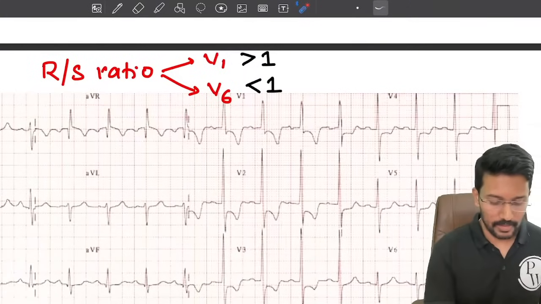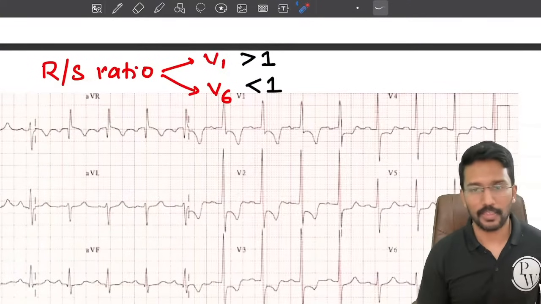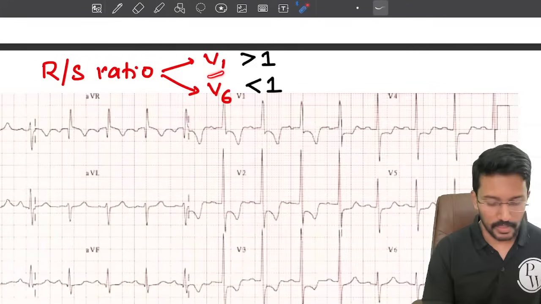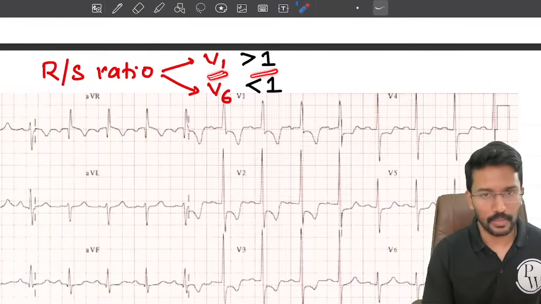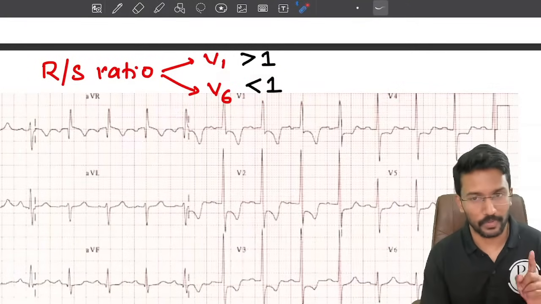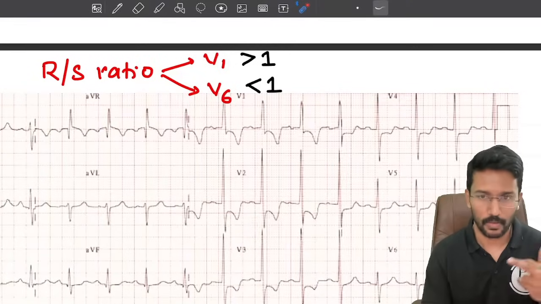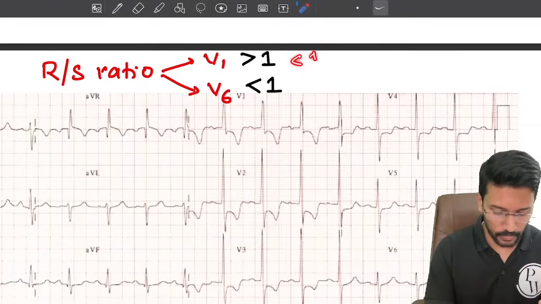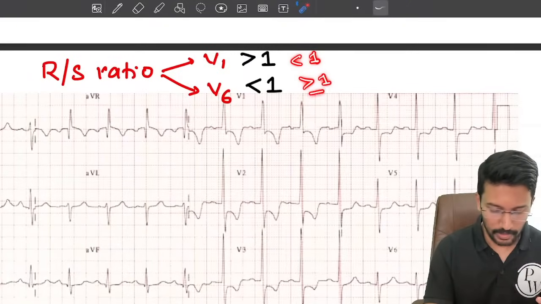So we will be looking at this thing called R by S ratio. R by S ratio in V1, if it is more than 1, and in V6, if it is less than 1, it indicates right ventricular hypertrophy. In normal, it will be ulta. Ulta means it will be less than 1 in V1 and it will be more than 1 in V6.